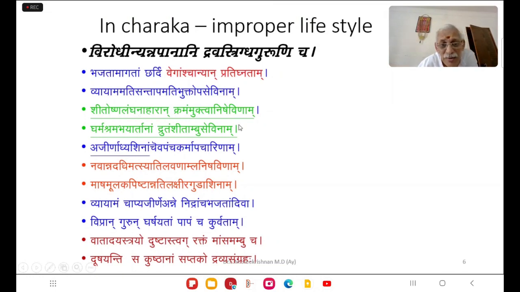Hridoshna langhana karana kramam, bhukta nishevanam, karma shrama bhayartanam, dhruvam shitambu sevinam, adhyana adhyashanam evam, panchakarma apacharinam. Yeah, that is very important. Panchakarma apacharinam. People want Panchakarma. Everybody knows that word Panchakarma, but nobody knows what Panchakarma is and how to do it.